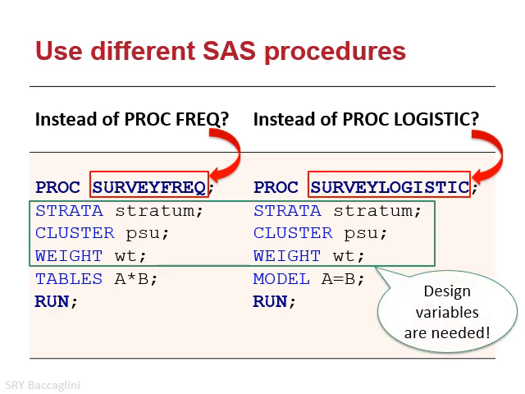In these procedures, then we can add the 3 design variables, stratum, PSU, weight, or WT, and we have the 3 statements, strata, cluster, and weight. These 3 will be included every time we do enhanced analysis. The rest is the same. We're gonna do an association between the variables A and B.